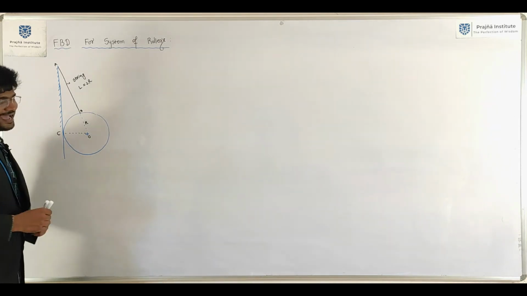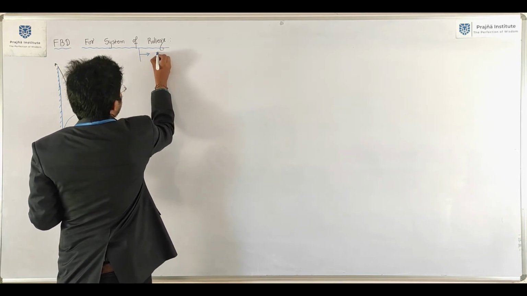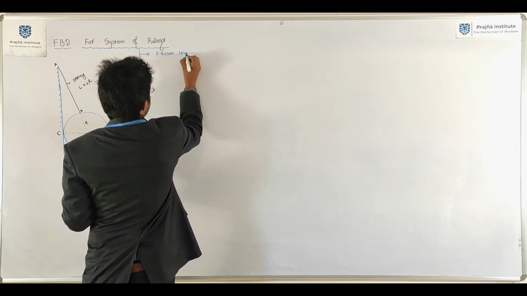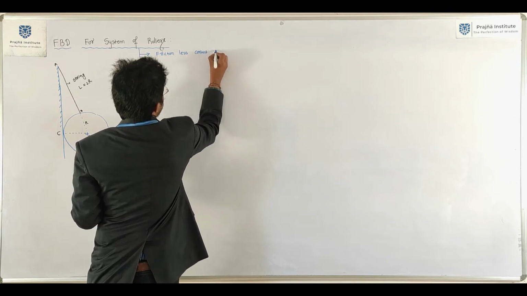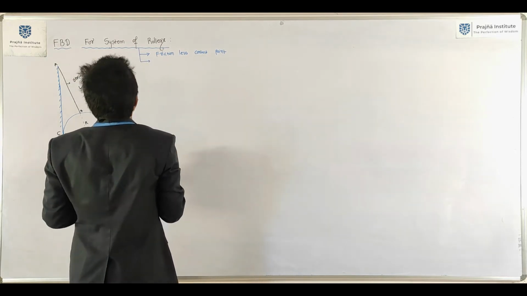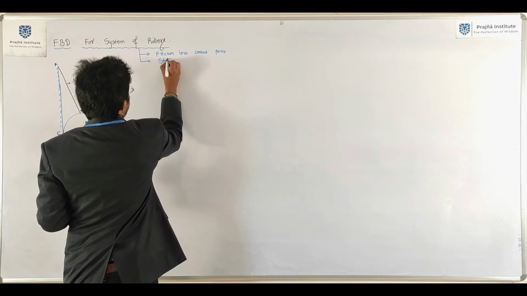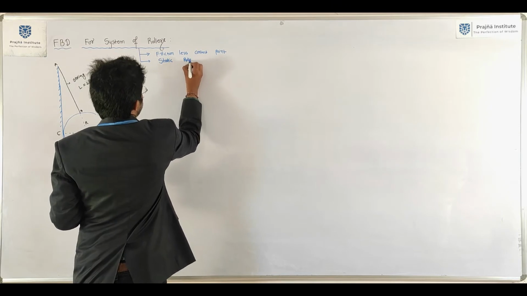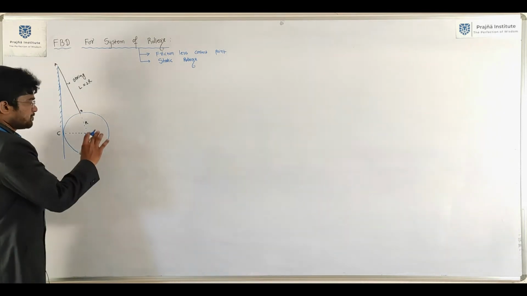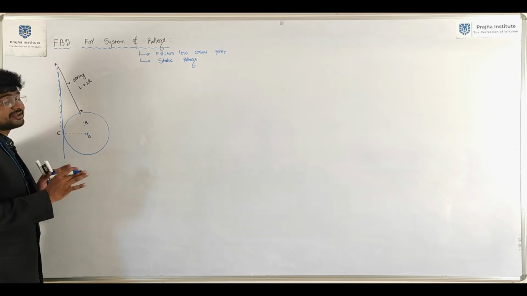Okay, how to draw free body diagram? Here we need to assume frictionless contact point and static rollers. All rollers are at rest. Okay, this particular roller is not at all rolling. Static rollers is assumed. That is very, very important.